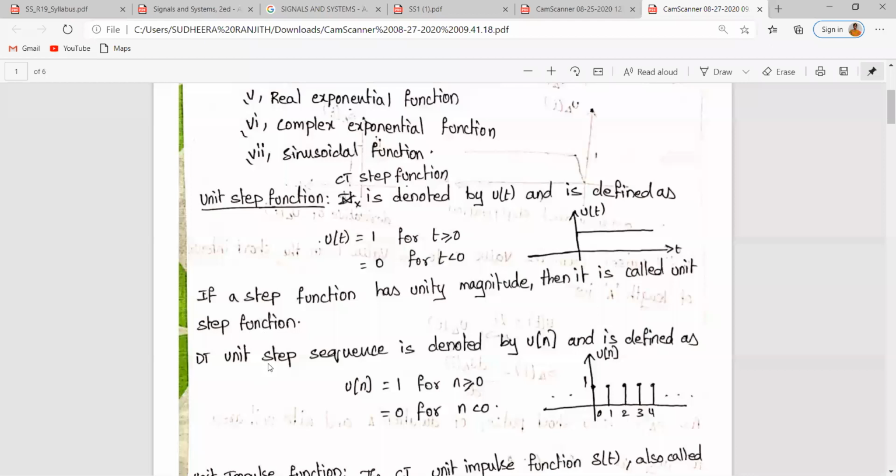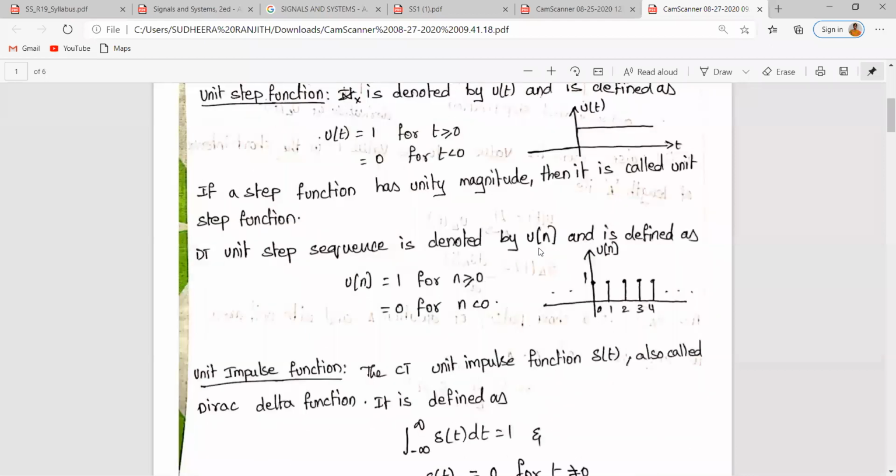Similarly, the discrete time unit step is denoted by u of n and is defined as u of n is equal to 1 for n greater than or equal to 0 and 0 for n less than 0, right? Here, unit indicates the amplitude change which occurs at the origin.